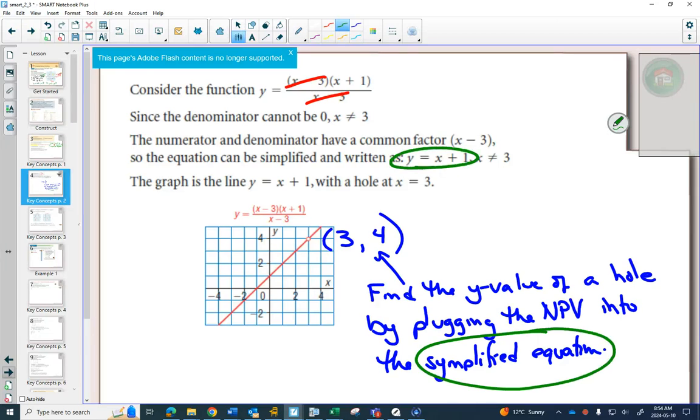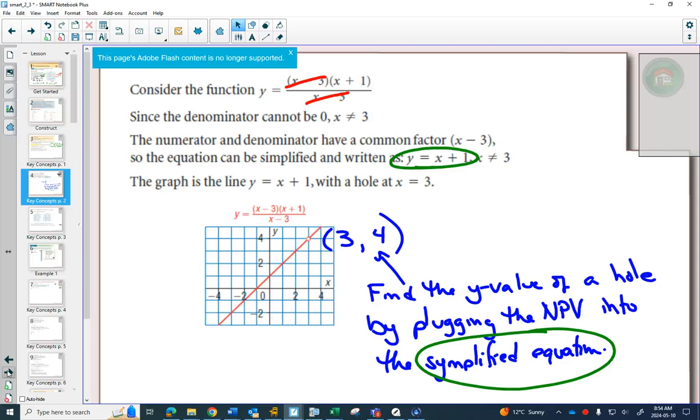Once you cancel out those x minus 3's, your new equation is just y equals x plus 1. That's a straight line. That's easy to graph. You graph your straight line like normal. Y-intercept of 1, slope of 1. Except you have to add the hole where that non-permissible value was. So I know my non-permissible value is 3. I can find the y-coordinate of my hole by just plugging that into my new equation.